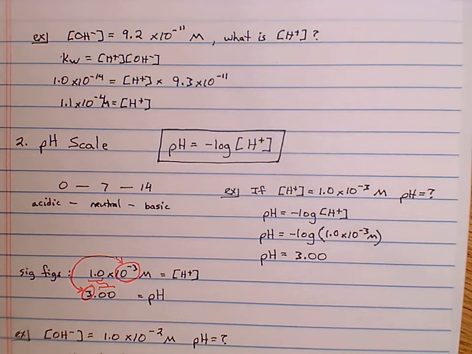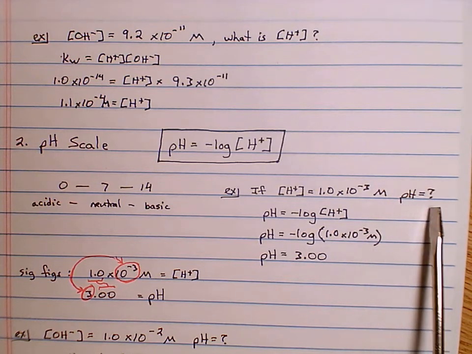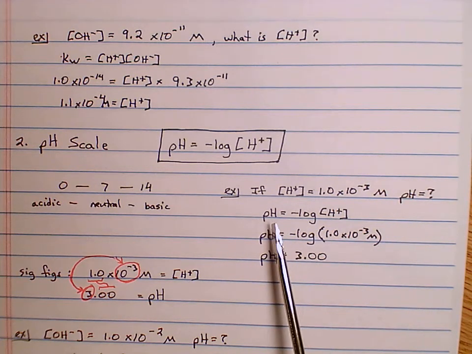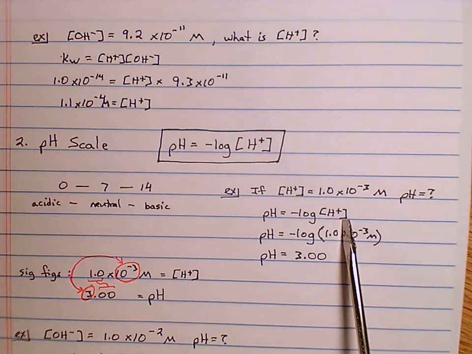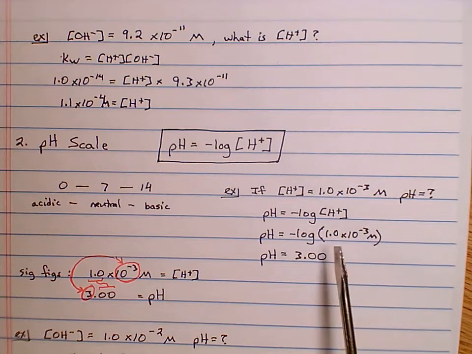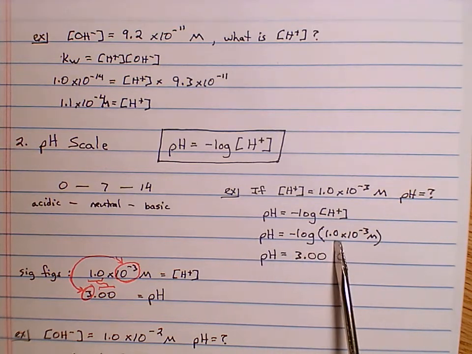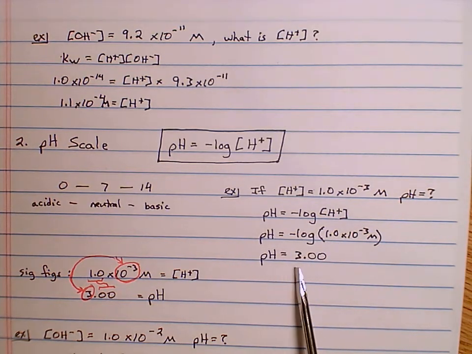All right, so we can do some math. If the concentration of H plus is 1.0 times 10 to the minus 3rd molar, what's the pH going to equal? Well, pH is negative log of 1.0 times 10 to the minus 3rd. And then, yeah, this is just math. This is just calculator. Make sure you can put this in your calculator correctly. pH is 3.00.